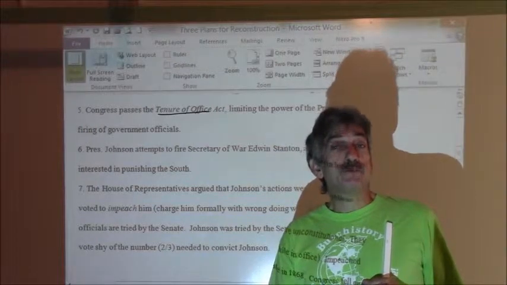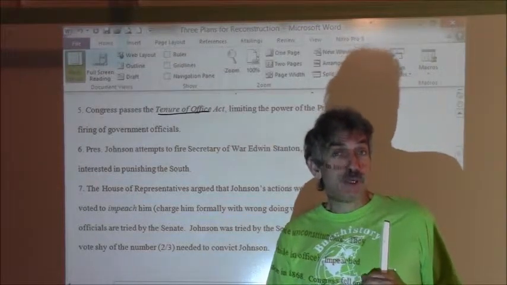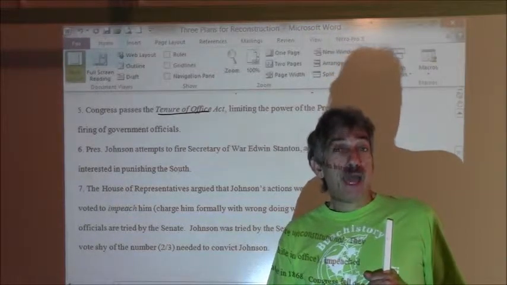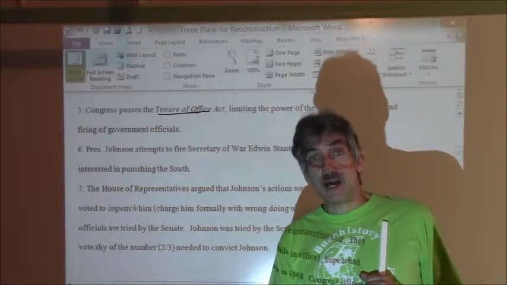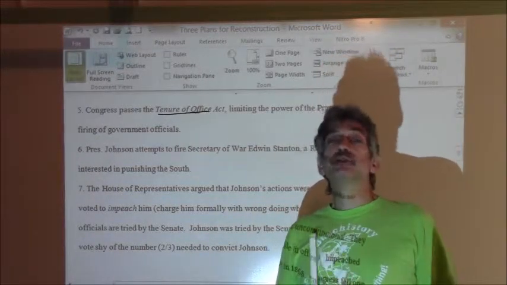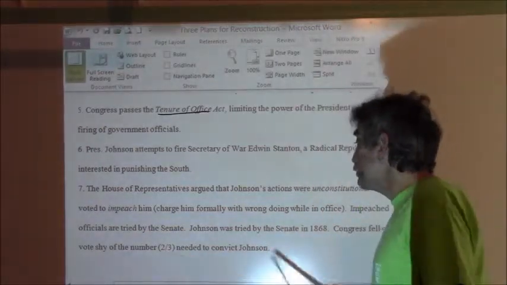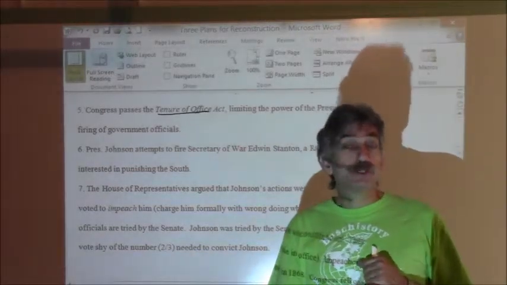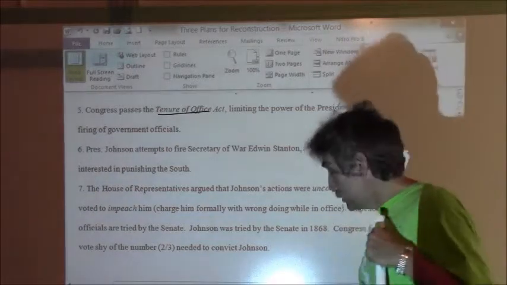Both of them survived the trial in the Senate, and both of them continued to function as President of the United States. However, both of them, at some point after that, had diminished power as a result of surviving the impeachment trial. Anyway, so Andrew Johnson has survived. Two-thirds of a vote is needed to convict Johnson, and Johnson makes it by one vote. So you see, he's going to really have his wings clipped after this.